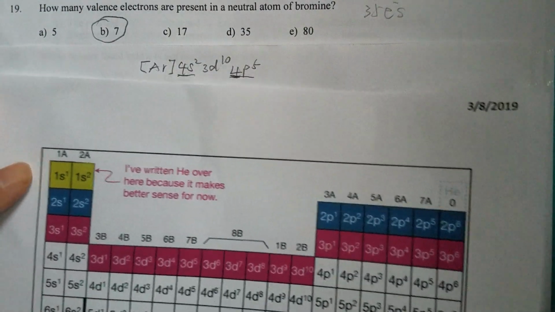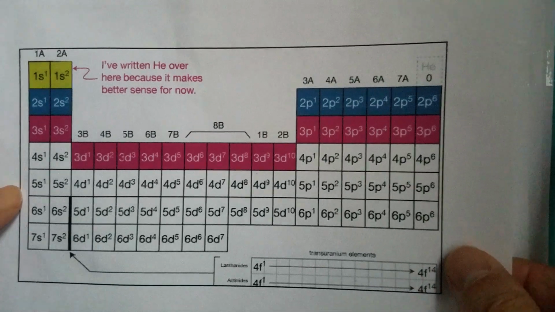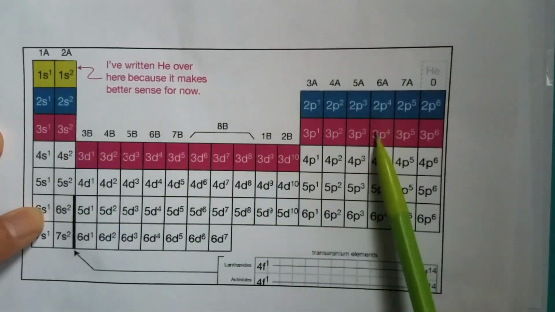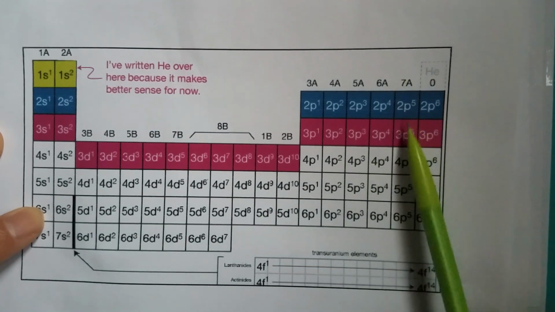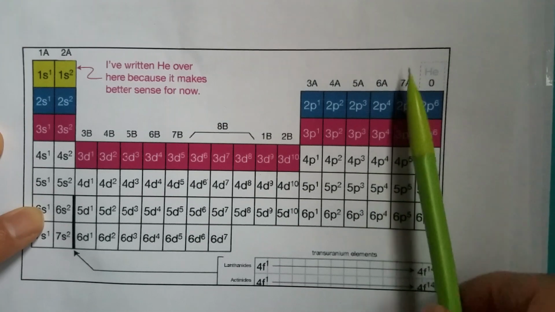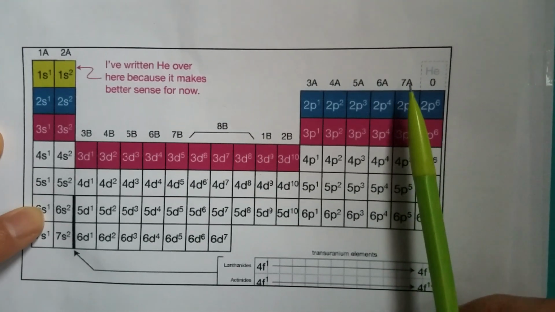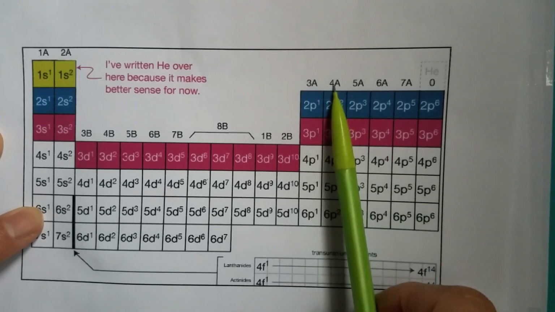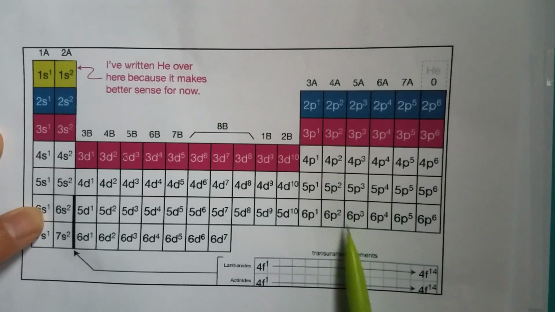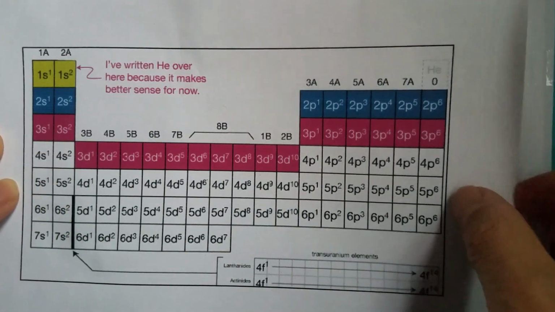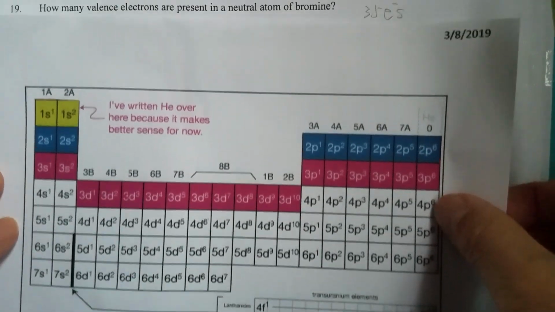Really, the easiest way, as long as they are main group elements, is to look at their location and just see what the main group number is. So if it's 7, then that's 7 valence electrons. If it's 4, that will be 4. If it's 1, then that should be just 1 valence electron. So it's good to know that.